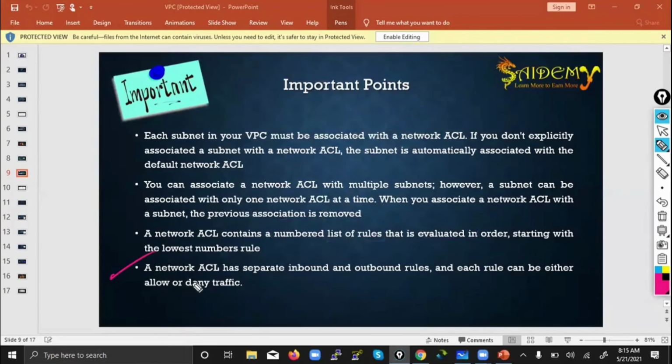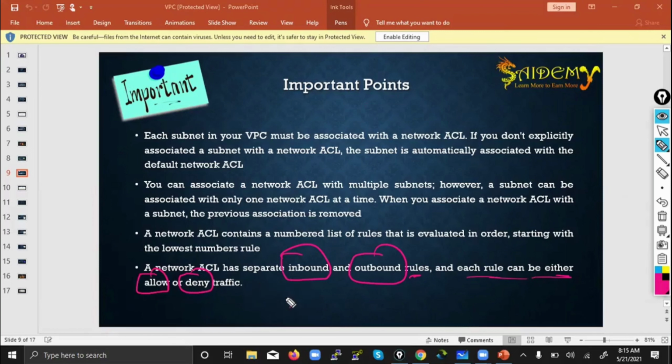And then the last one is a NACL, a network ACL. You can call it NACL or network ACL, anything is fine. Network access control list. NACL has separate inbound and outbound rules. Okay, we know that. And each rule can be either allow or deny. Nothing technical, we know.